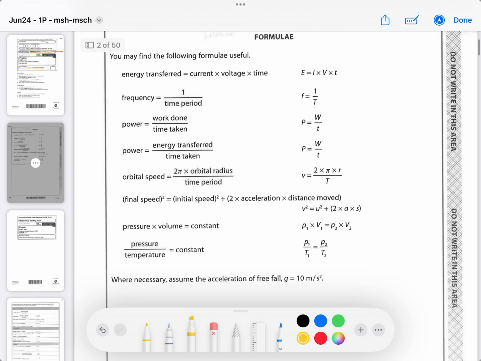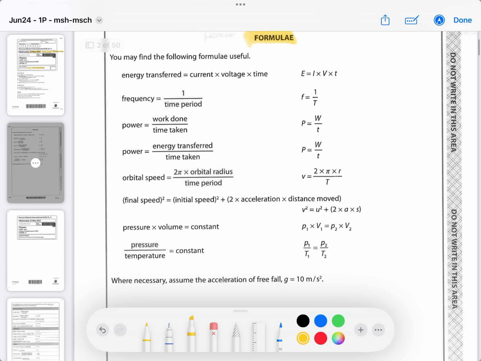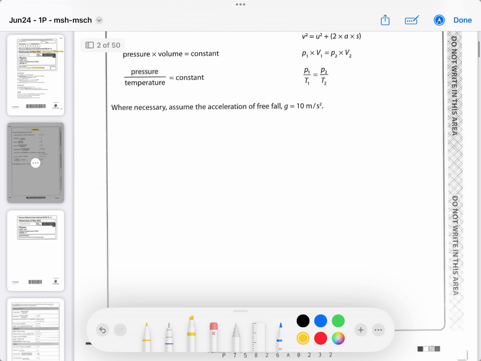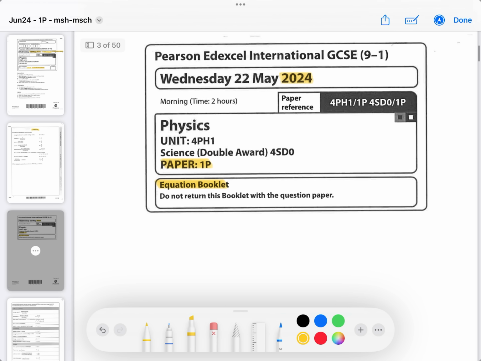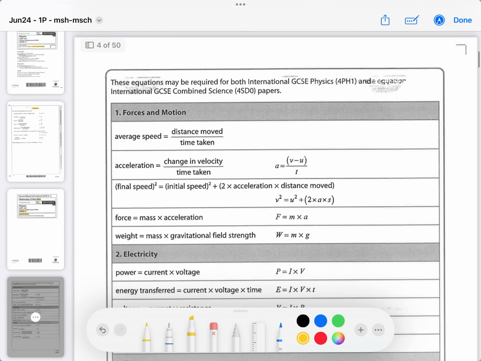So this is the original list of formulae they used to give before COVID, and that's all you had. Now they give this equation booklet. This is what they gave last May in 2024. And this is for paper 1, the first few pages. So the equation booklet is separate to the exam question paper. Let's have a look at it.